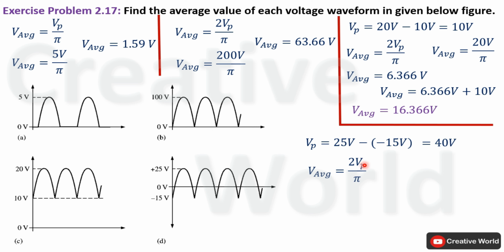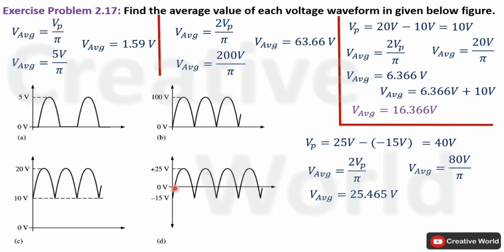In this equation we know the value of V peak, that is equal to 40 volt. So 40 volt multiplied by 2 will become 80 volt, divided by pi will be equal to the average of this voltage waveform. Divide 80 volt with pi, it will become 25.465 volt.